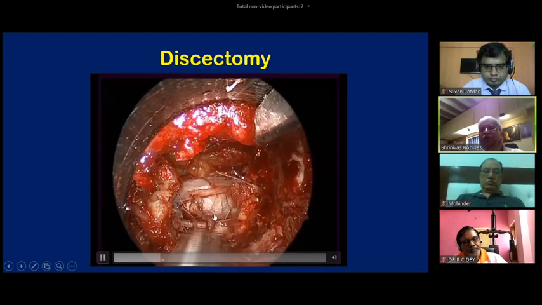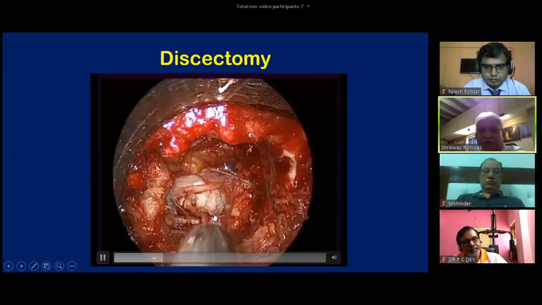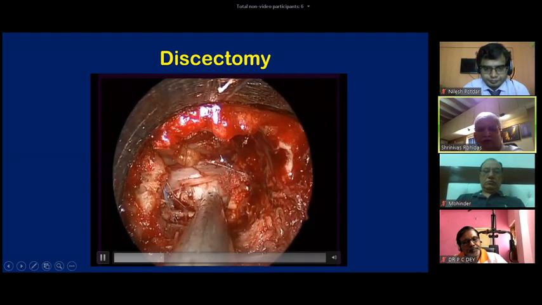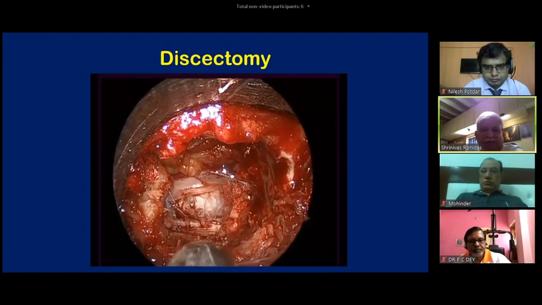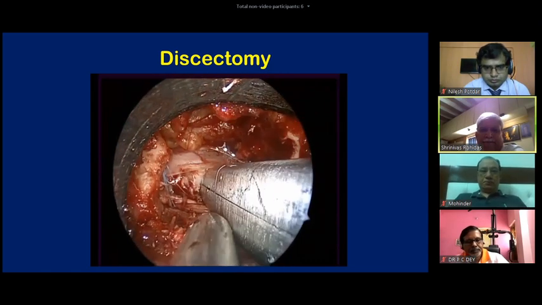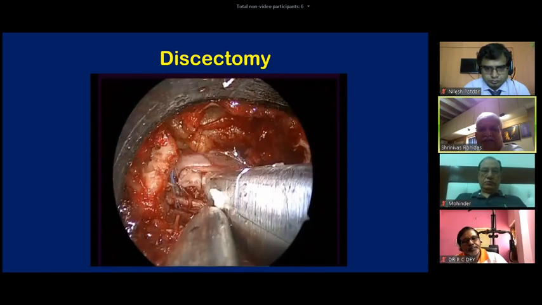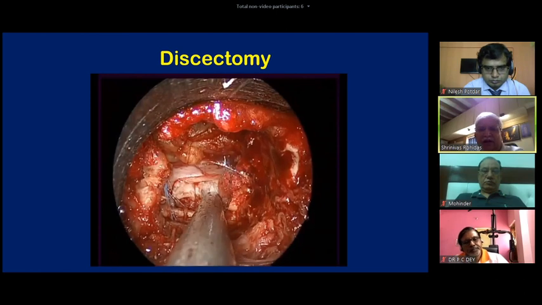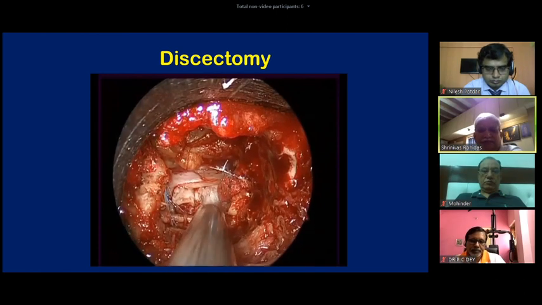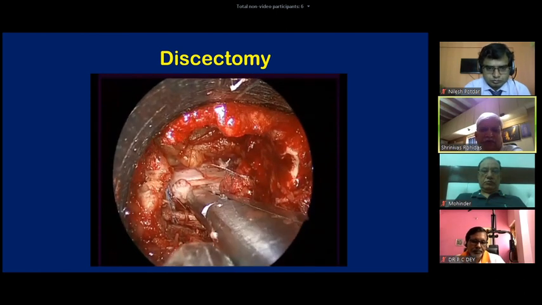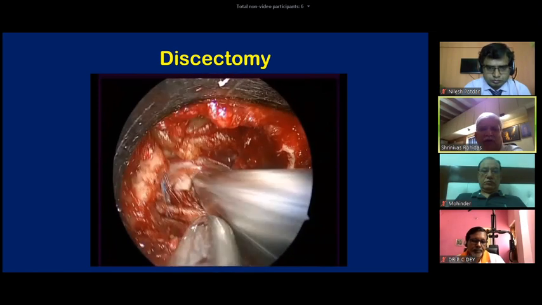This is the annulotome which we can use to puncture the annulus. We can use a 50 millimeter blade also. And we are removing the disc, which is a contained disc, a degenerated disc. We don't do aggressive discectomy.